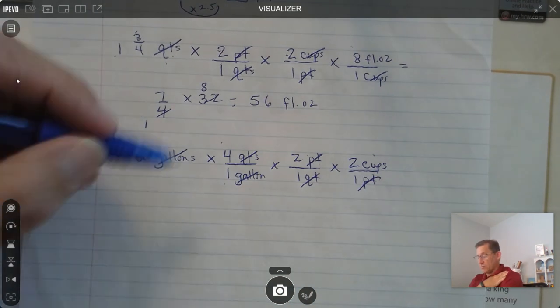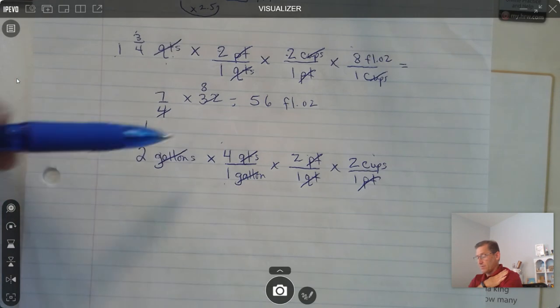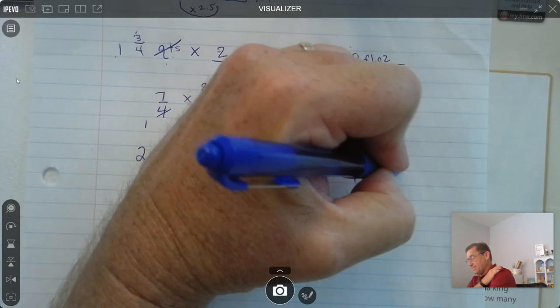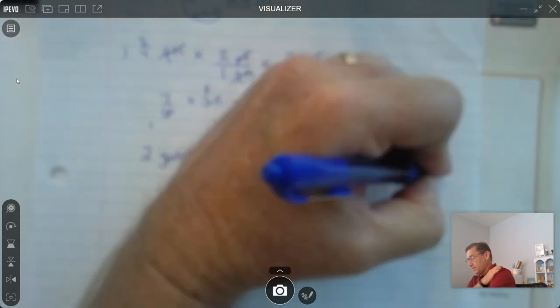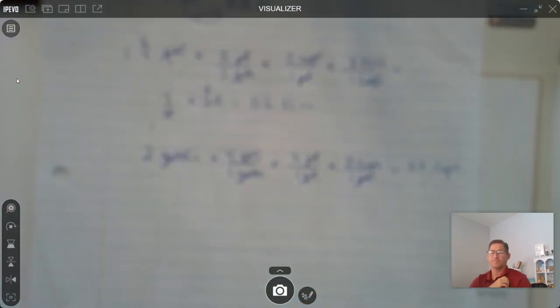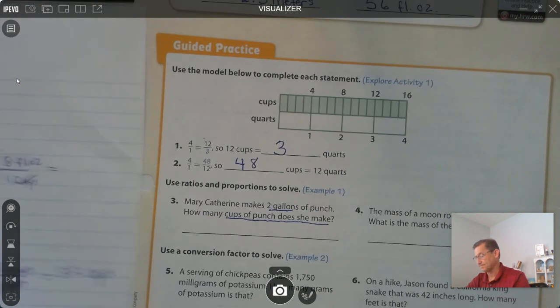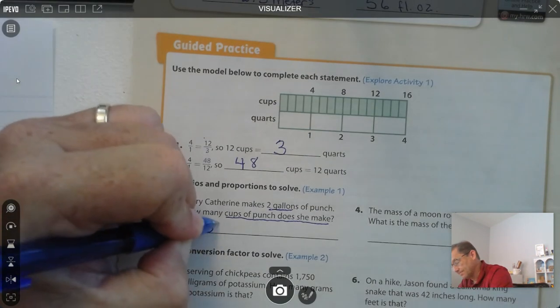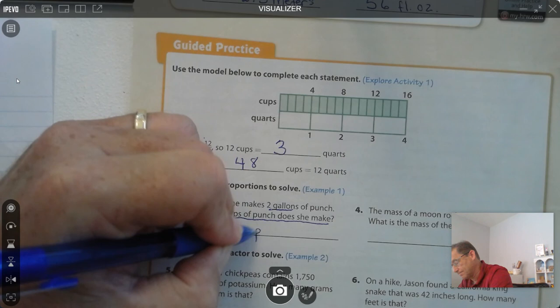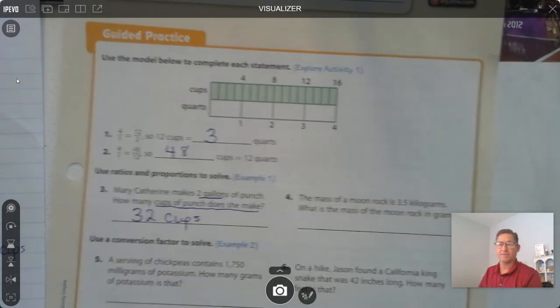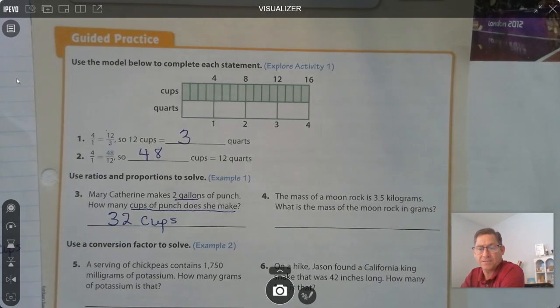All right, so now we're just going to multiply straight across. 2 times 4 is 8. 8 times 2 is 16. 16 times 2 is 32. So 32 cups. Number 4, the mass of a moon rock is 3.5 kilograms. What is the mass of the moon rock in grams?